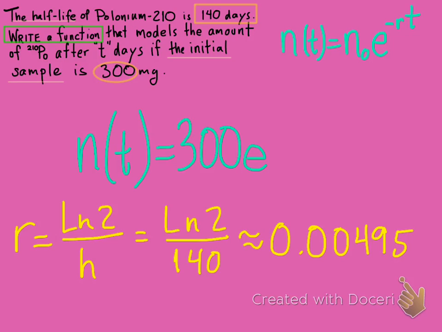We get about 0.00495 from letting our calculator handle that little division problem. Just keep in mind that's how we get r: natural log of 2 divided by the half-life. And make sure that when you put it into the actual function, it is a negative value, because this is decay. The exponent being negative means it's getting smaller over time. Okay, so there's our function. We're done. We did it. Now we're going to use the function to answer a question.